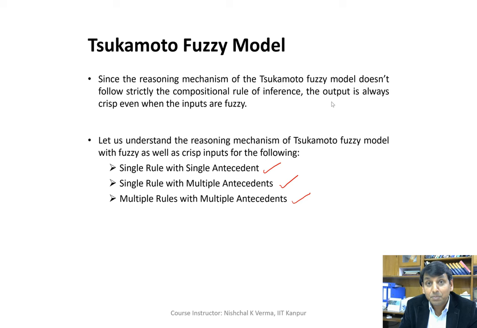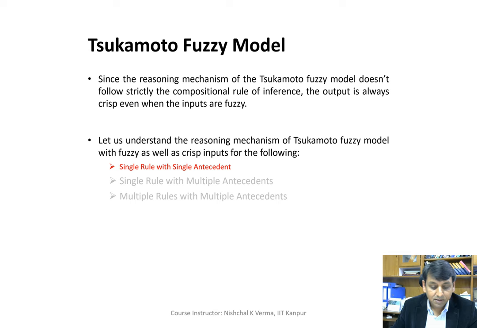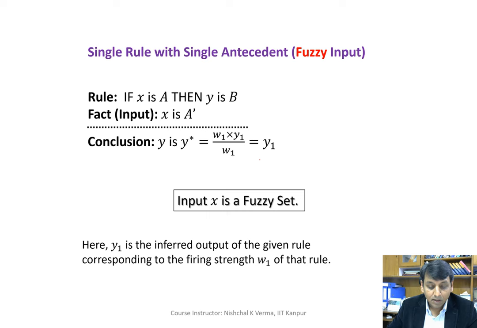So let us now discuss all these cases one by one for the fuzzy inputs and the crisp inputs. Let us discuss first the single rule with single antecedent. As we already know, if we have a fuzzy model, let's say called a Tsukamoto model, it is characterized by only one rule, that is a single rule of this type where we have a single antecedent, like if X is A, then Y is B.